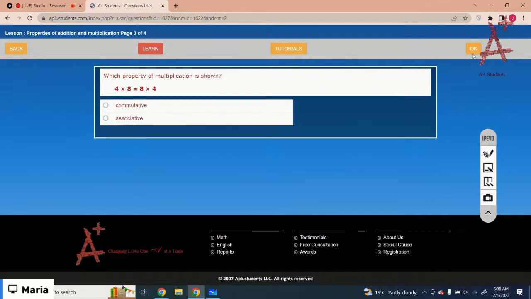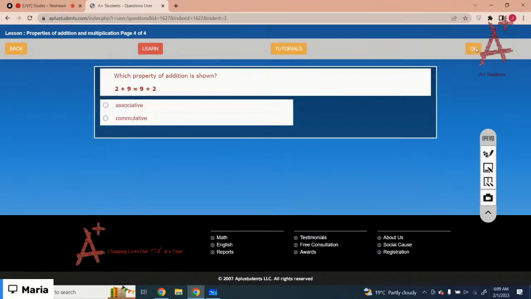Okay, which property of multiplication is shown? 4 times 8 and 8 times 4. So you have two numbers involved on both sides. So it is the commutative property. Got it? On both sides, two numbers are involved. So this is the commutative property.